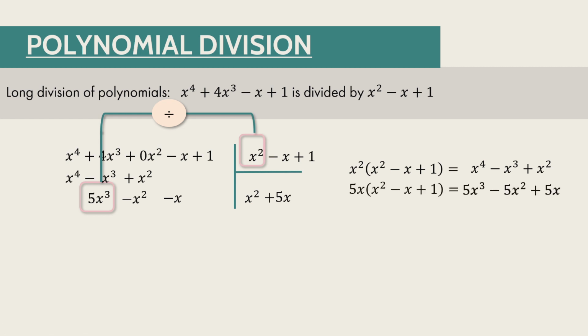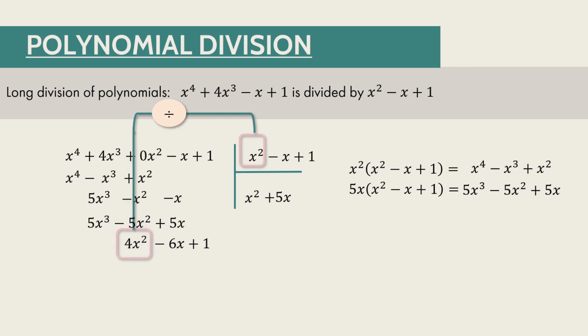We multiply 5x back. We have 5x to the power of 3 minus 5x squared plus 5x, and bring back to see what remains. We subtract this expression from this expression, and the answer is 4x to the power of 2 minus 6x, and we bring down 1 from here.